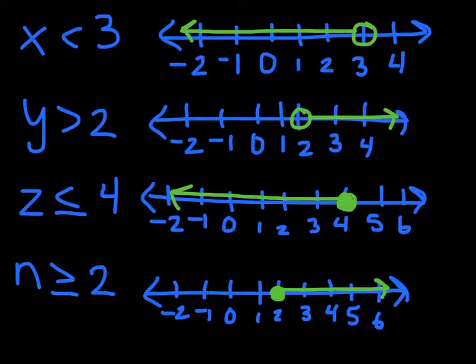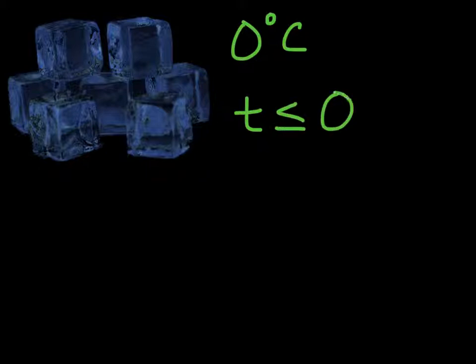Now let's work a sample problem together. Let's write and graph an inequality. The freezing point of water is 0 degrees Celsius. At temperatures at or below the freezing point, water is solid, or ice. Write an inequality that gives the temperatures at which water is solid, and then graph that inequality. So we're going to let T represent the temperature of our water. Water is solid at temperatures less than or equal to 0 degrees C. So we'll write our inequality as T is less than or equal to 0.